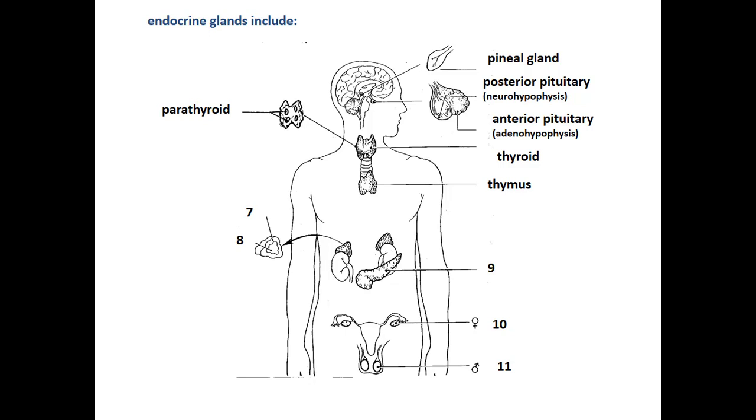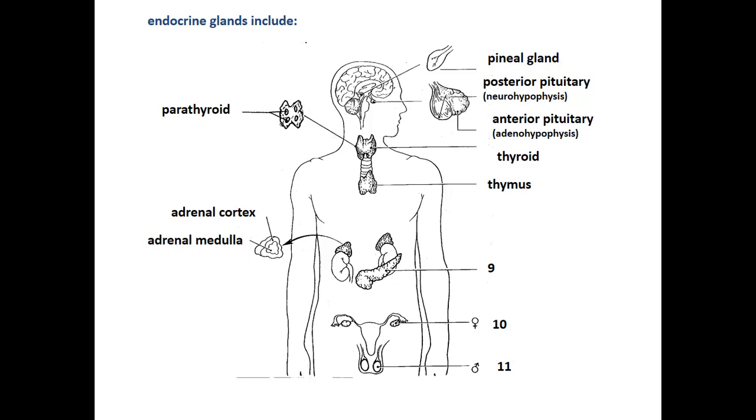So number 7 is the gland that sits on top of the kidneys, and this gland also has 2 components to it. And this is the adrenal gland, and number 7, the outer part of the adrenal gland, is known as the adrenal cortex. Deep to the adrenal cortex is the adrenal medulla. The adrenal cortex and adrenal medulla secrete different hormones.